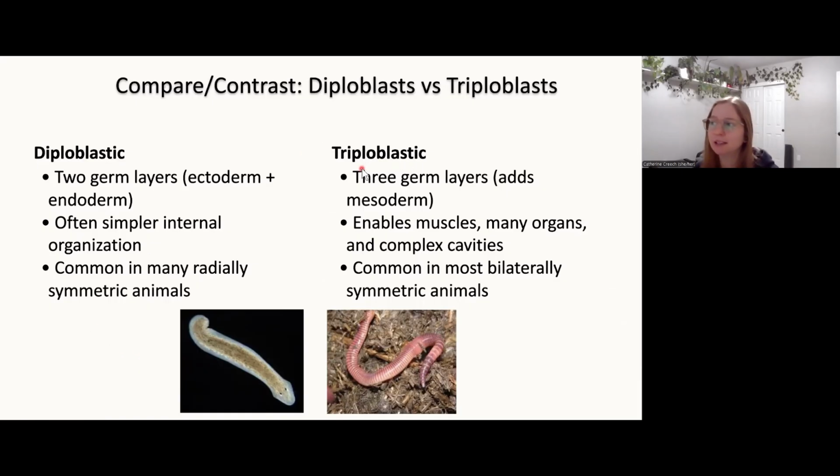For the triploblasts, we're going to have those 3 layers. So you're including in mesoderm. This is going to allow you to develop muscles, organs, complex cavities. And this is true for most of our bilaterally symmetrical animals, such as this true worm, our oligochaete. This is an earthworm here. So if I were to cut this earthworm across and look in, it would have ectoderm, mesoderm, and endoderm. So it's got those 3 layers. Triploblast.